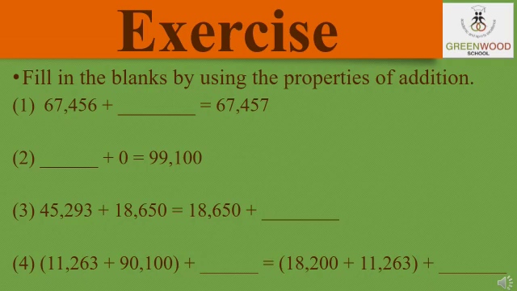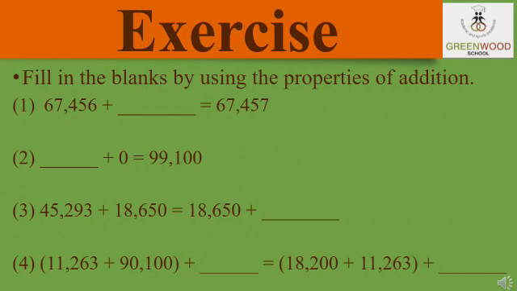First one. 67,456 plus dash is equal to 67,457. So what will come in the blank? Now look at the answer. What do you see? It is the next number, that is the successor. What was the property of successor? When do we get the successor? When we just add the number 1. So the answer will be 1.